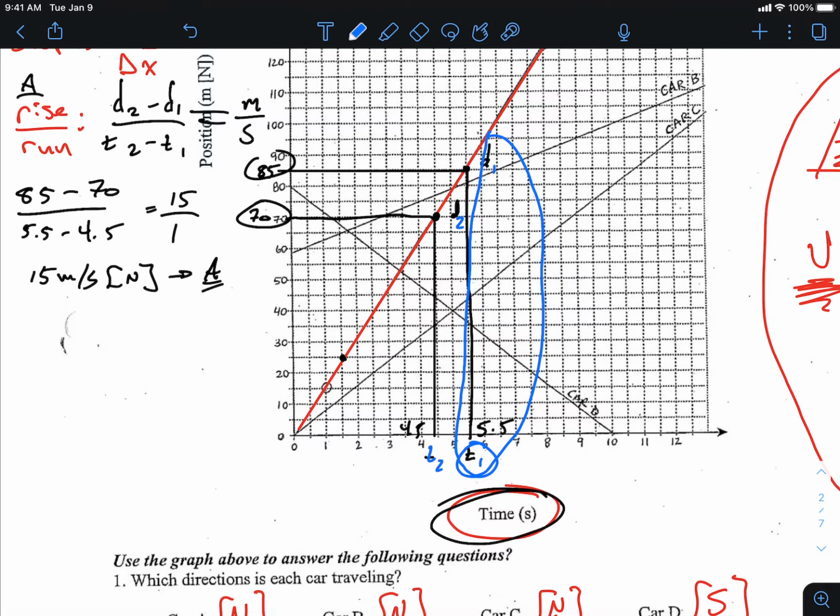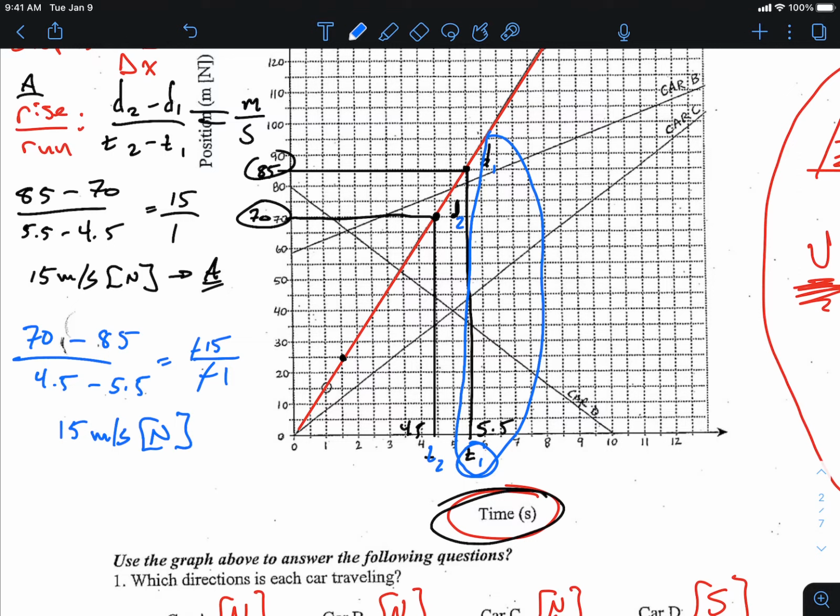The only thing you're going to see here is you're going to go 70 minus 85 divided by 4.5 minus 5.5. So all you're going to see here, Jagger, is that you're going to get negative answers, right? You're going to get negative 15 over negative 1. Well, the negatives cancel when you divide them out, and so you're going to get 15 meters per second anyway. Does that answer the question?